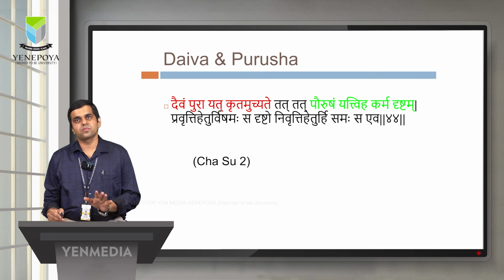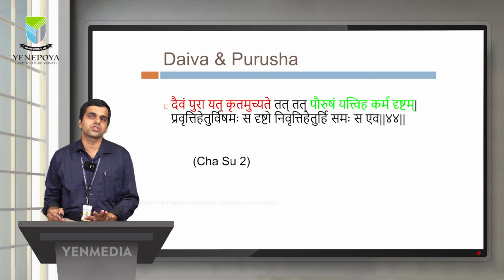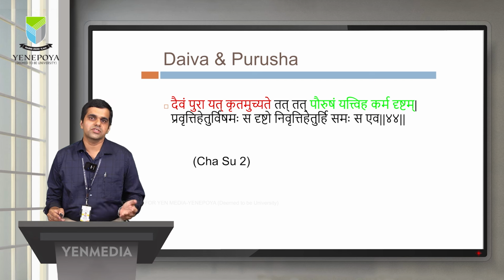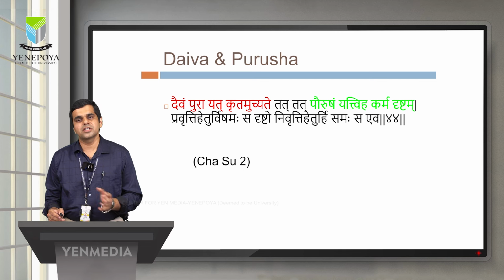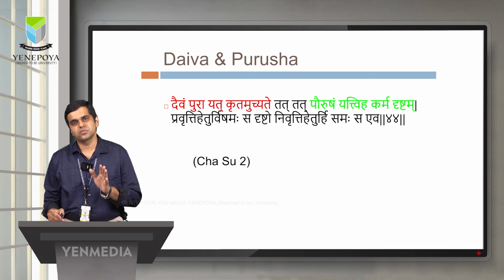And tat paurusham yattu iha karmam drishtam. Whatever karmas that you are doing presently is said to be purusham. So one is daivashrita phalas and the other one is purushashrita phalas. So whatever that you have done in your previous lives, or previously you have troubled somebody, you have hurt somebody, all that comes as daiva. That which will affect you.